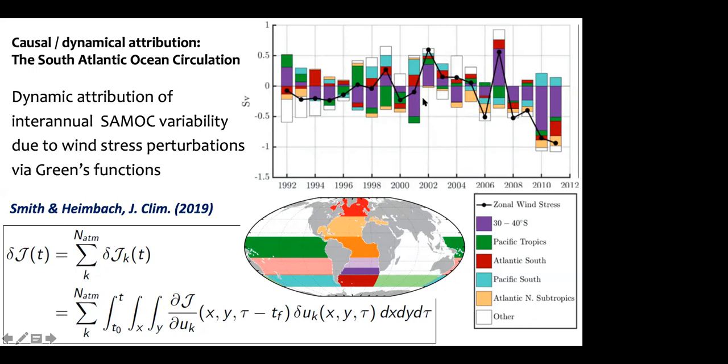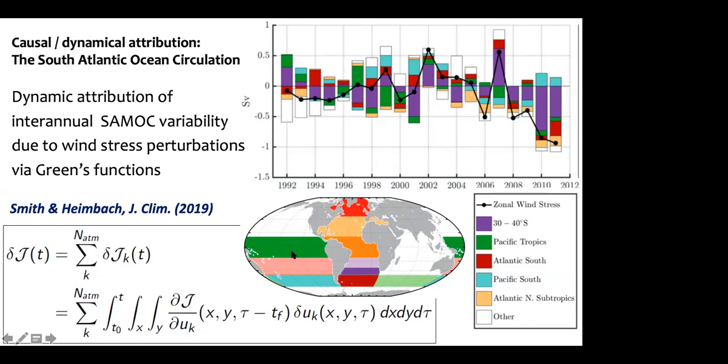So the major contribution will be the wind stress locally between 30 and 40 south. That would be something around, say, 2001. But then there will be other years, for example, here, 2005 or so, where the subtropical North Atlantic actually played somewhat of a role.